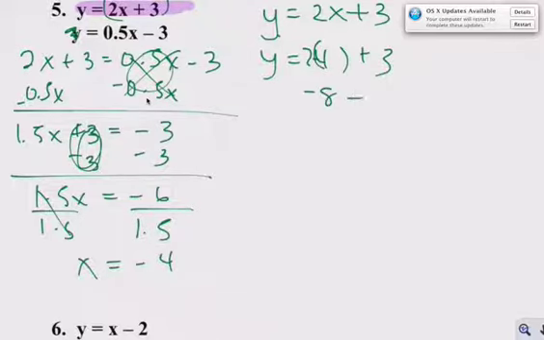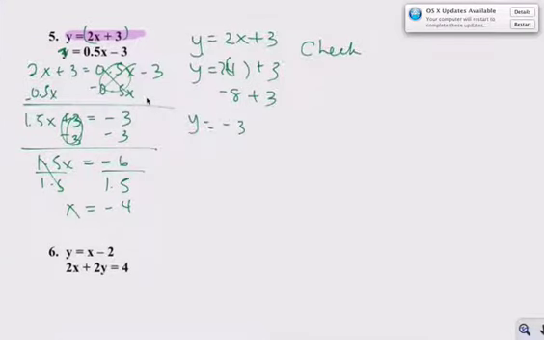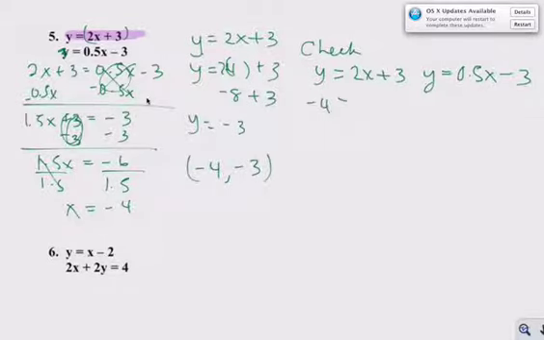You get negative 8 plus 3. Y equals negative 5. You check it. Okay, you have y equals 2x plus 3, and the other one, y equals 0.5x minus 3. Make sure you copy it right. Your ordered pair is negative 4, negative 3. Y is negative 3 equals 2 times negative 4 plus 3.